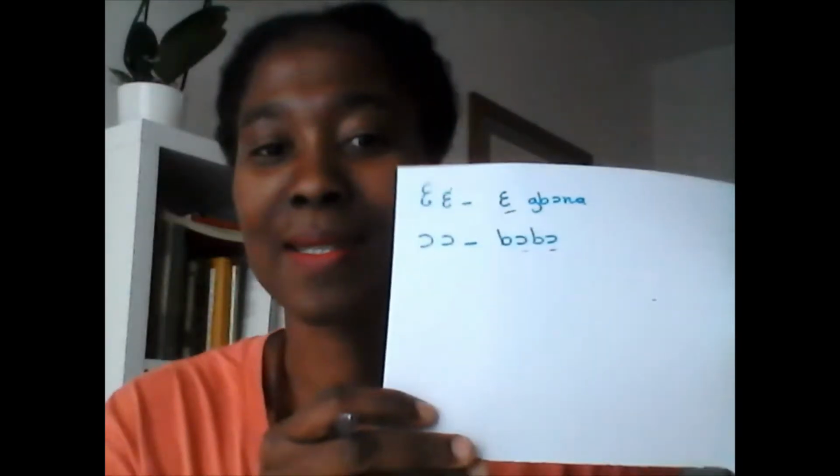Ewe is a tonal language actually. For all the vowels, depending on what you're going to say, sometimes there are accents on the vowels. But we are not going to look at that today. We are just going to look at two vowels which are not part of the English language. So let's look at this.